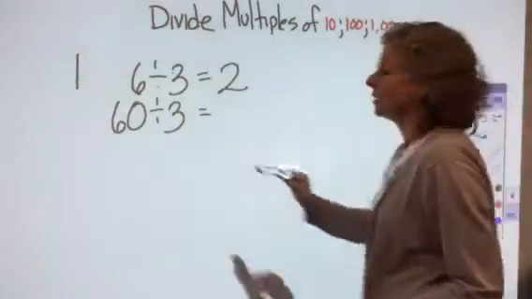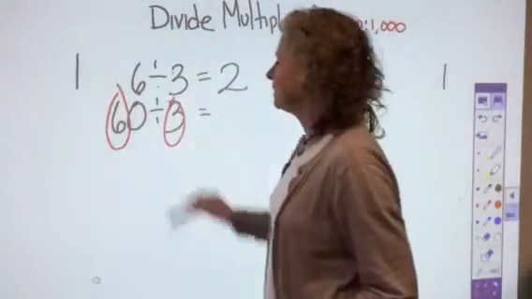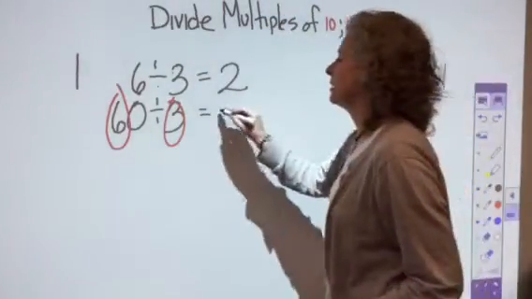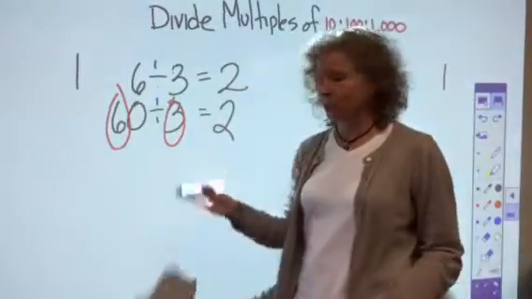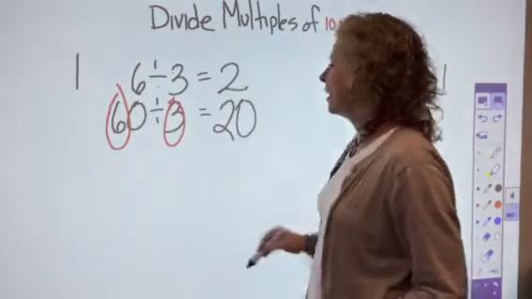Well, now, when I'm looking at 60 divided by 3, instead of doing long division, I can just do this quick in my head. I see my basic fact. It's still there. 6 divided by 3 is still 2. I take off a 0, so I add 1.